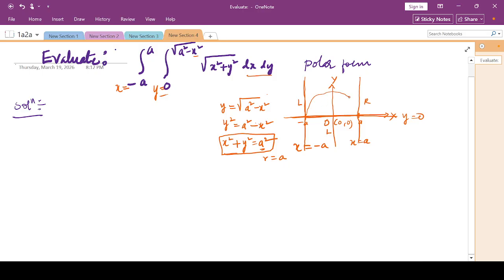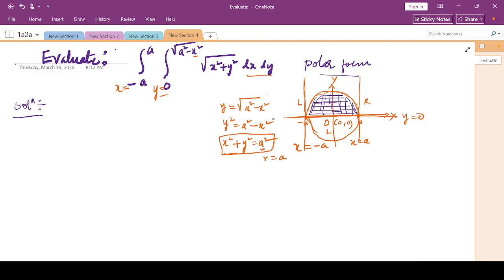Therefore, I am just drawing the diagram. Just look at this, this is the circle. It starts from y equal to 0 to here. So this is the region of integration, this is the area we need to calculate. So how do we calculate this? We are calculating this double integral in polar form.